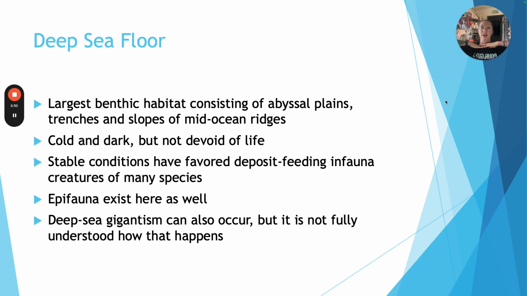So the deep sea floor is characterized as the largest benthic habitat, right? Because we're thinking of anything that's not along a coastline, pretty much anything that does not get light. Available sunlight gets scattered way too much before it can reach the bottom of the floor. So in this case, the habitats consist of abyssal plains, which remember we talked about back when we talked about continental margins, almost like our second lesson, trenches and slopes of mid-ocean ridges, and also things like seamounts.